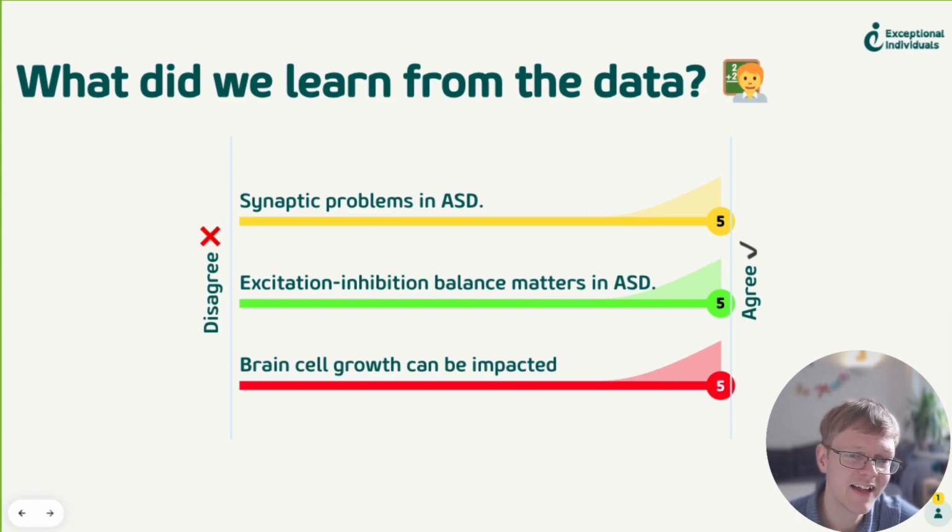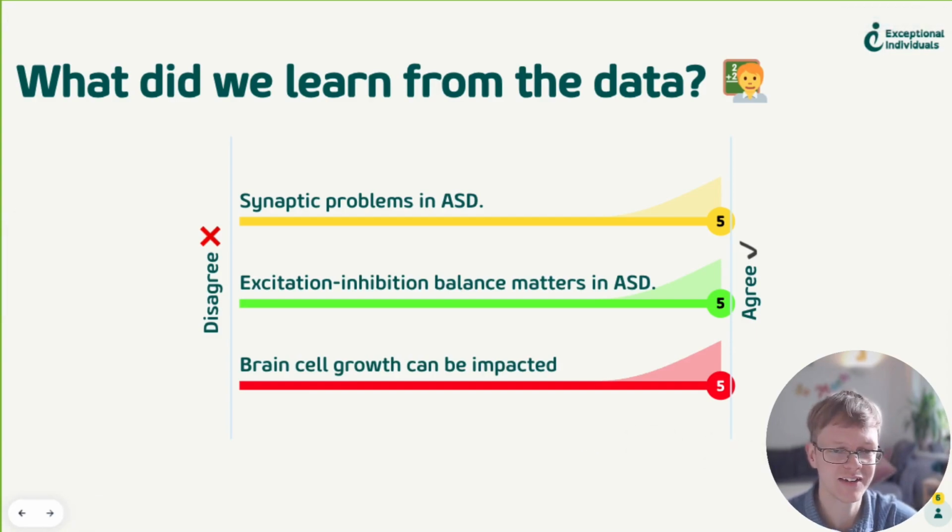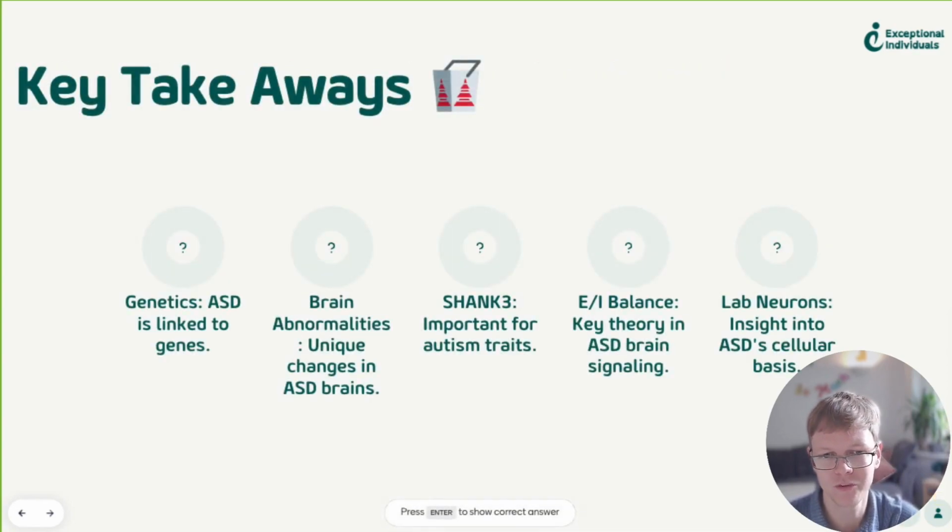We also learned that inhibition balances matter in ASD. Yeah, I would say we know that. We also learned that brain cells can be impacted in terms of the pruning. There are things that we definitely know about autism. We know more than we have ever known, but we are still quite a bit off from fully understanding all the tiny little intricacies about what exactly autism is.